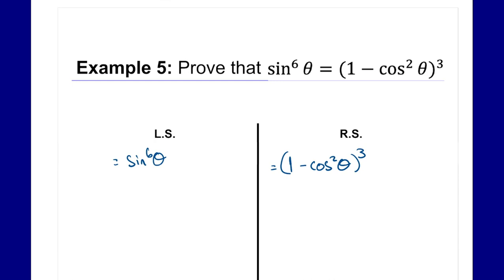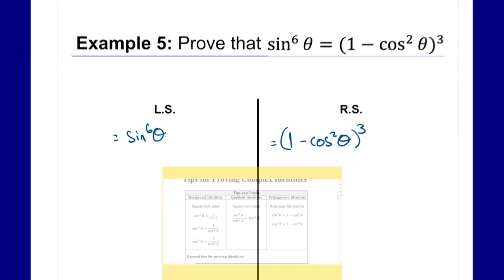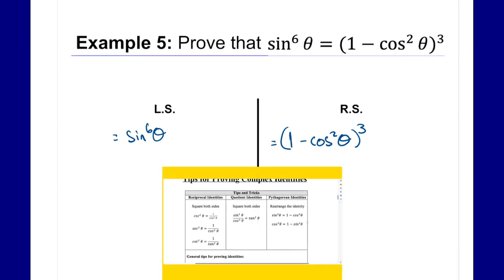So one side has sine, one side does not. I'm going to want to get sine or something similar on both sides. I do have the Pythagorean identity, similar to what we just looked at. So I'm going to use that to rewrite the inside of this bracket. So 1 minus cos squared theta becomes sine squared theta, all to the power of 3. Just using this Pythagorean identity here to rewrite everything as just sine squared.